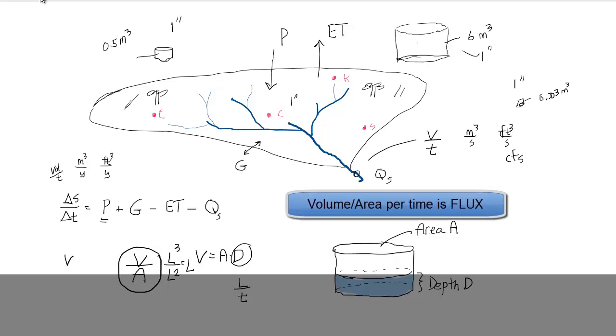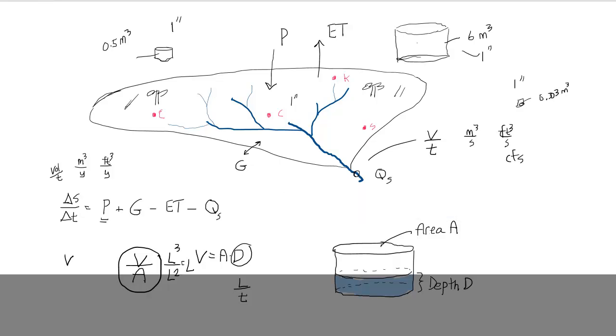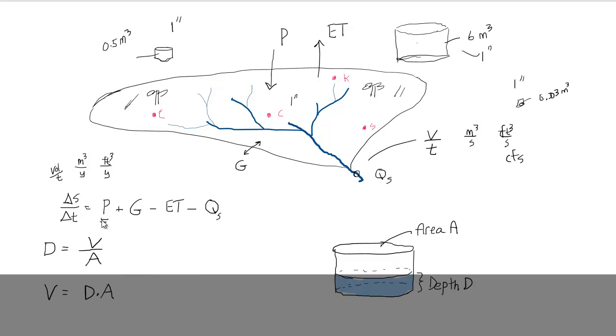If I want to convert that into actual volume, let's write this all again over here. I have that the depth of precipitation was equal to the volume of precipitation, V, divided by the area. And if I want to find the volume, I take that depth, D, which was 1 inch in this case, and I multiply it by the area.